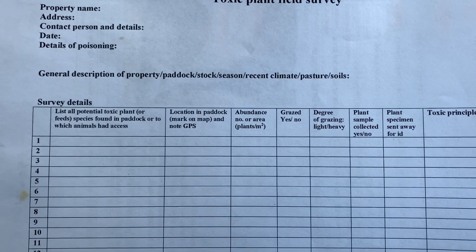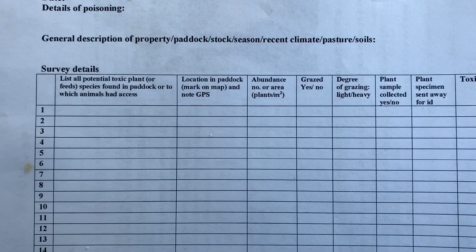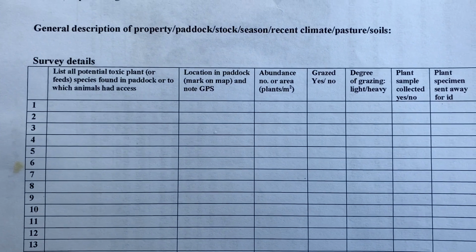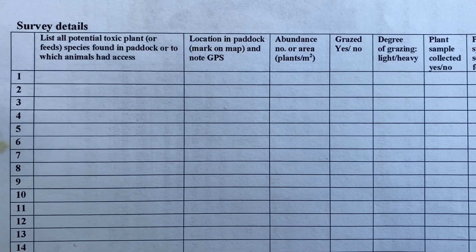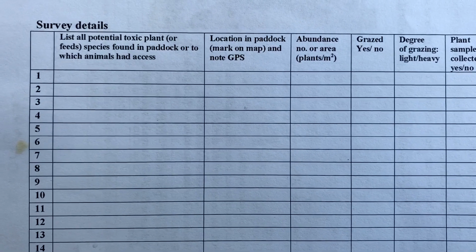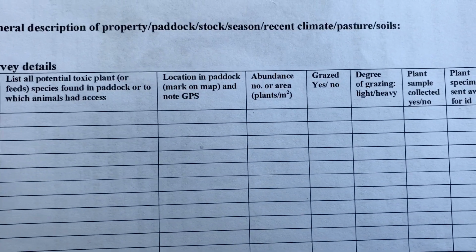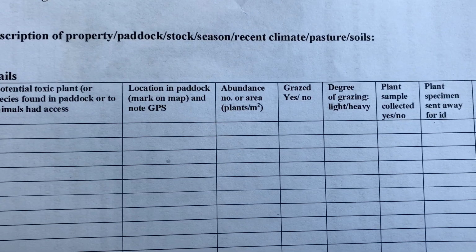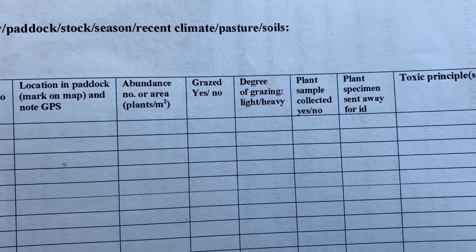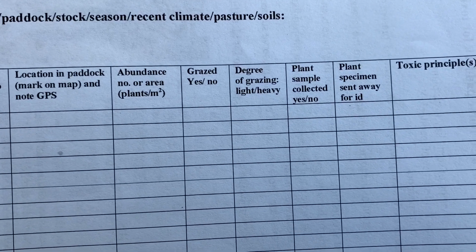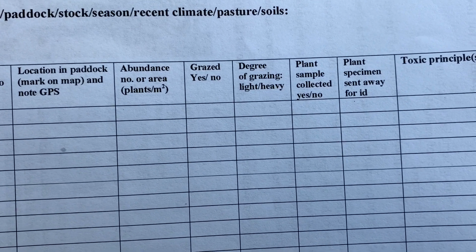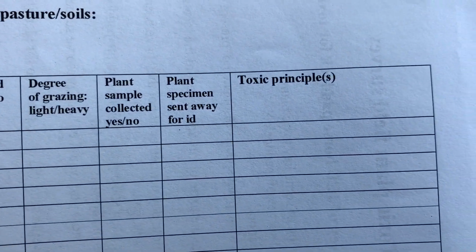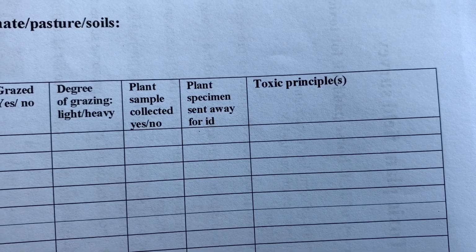It will help you record things like all the plants that you see and collect, and their location in the paddock, which you should mark on the map or use a GPS. You should look at the abundance of the toxic plants that you find, work out whether they're grazed or not, and if so, the degree of grazing. Record whether or not you've collected a sample, and of course record if you've sent it away to get identified, and if you can identify the toxic principle.